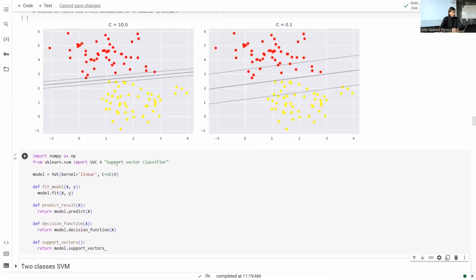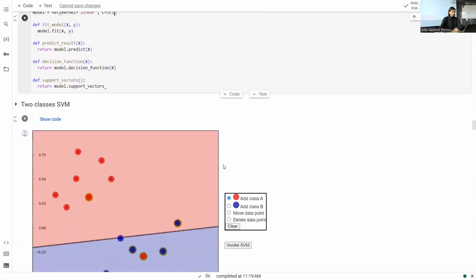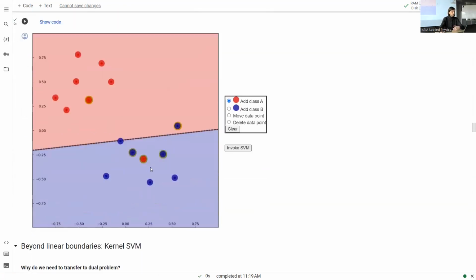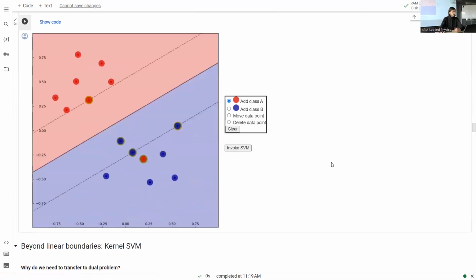Now what can I do? Let me make this C smaller. So let's make it, say, 10. Now I allow my points to be on the wrong side, and I retrain my classifier. And you see that it performs, well, reasonably good. So it's a reasonably nice situation.